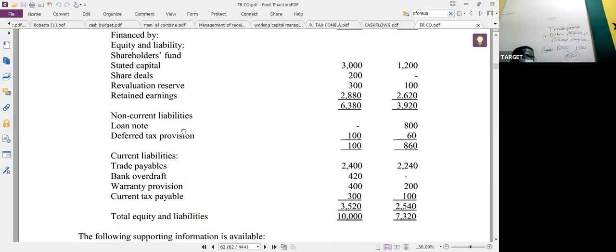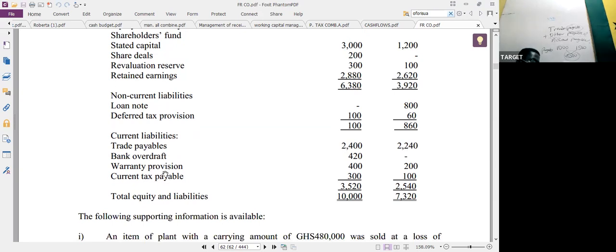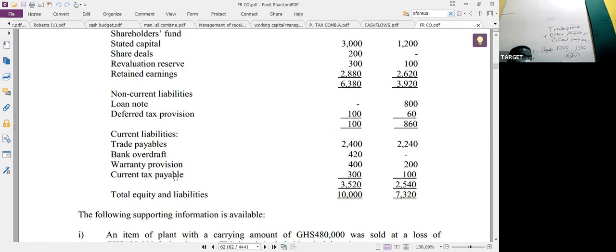Deferred tax, please, I want you to compute the taxes. So don't worry. Current liabilities, trade payable will be used to compute what? Change in working capital. Bank overdraft will form part of cash and cash equivalents. Warranty provision, I've talked about it already. Current tax payable is used to compute tax paid. They are done. Basically, that's all for this.